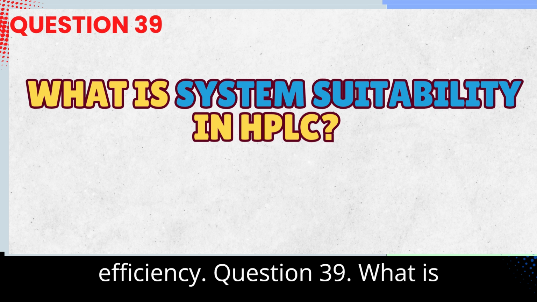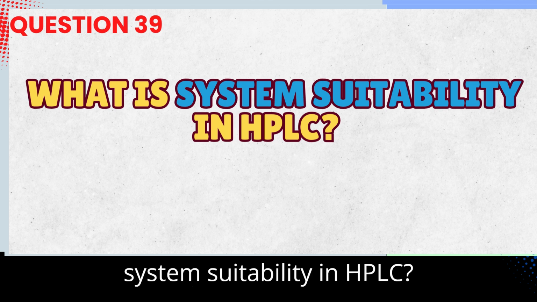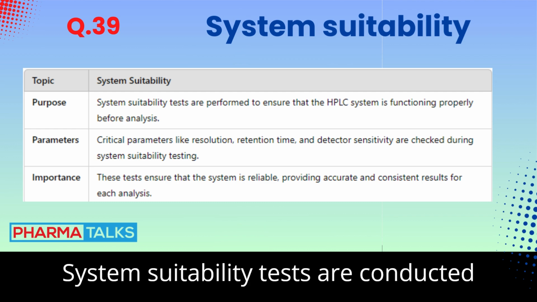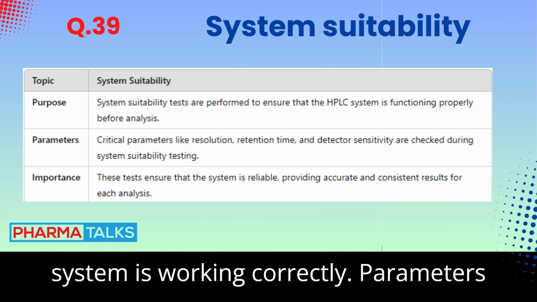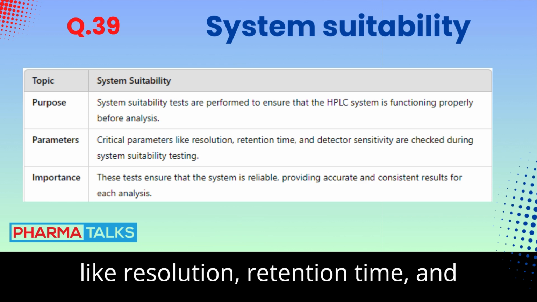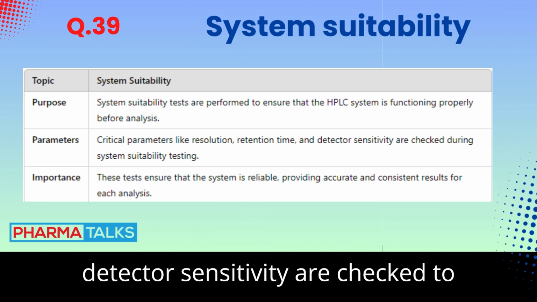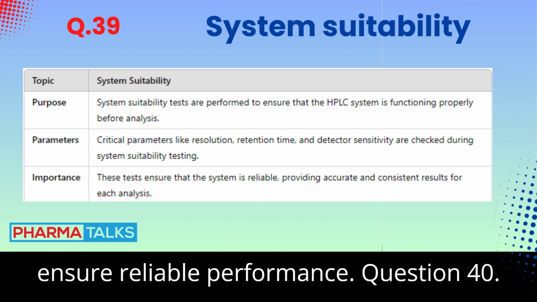Question 39. What is system suitability in HPLC? Answer. System suitability tests are conducted before sample analysis to ensure the HPLC system is working correctly. Parameters like resolution, retention time, and detector sensitivity are checked to ensure reliable performance.